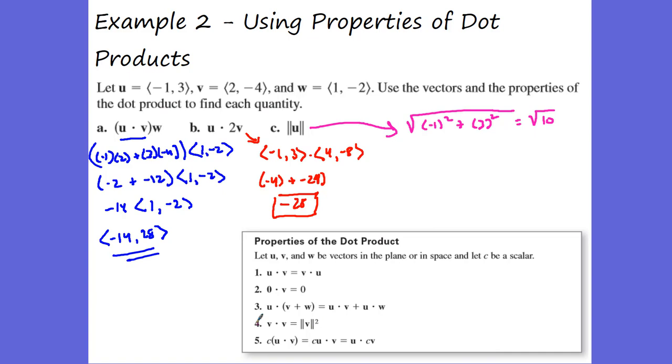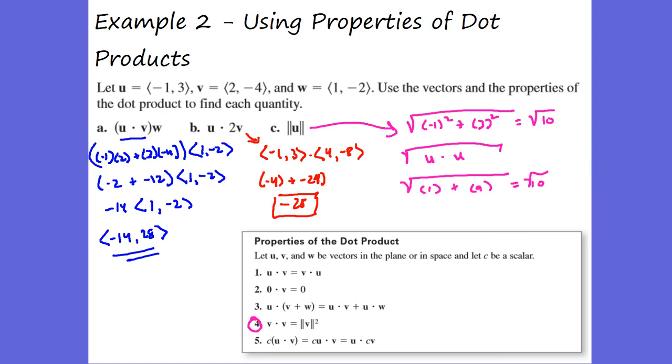There's another way though. If we're trying to find the magnitude of u, it's the square root of u dot u. Everything they have in common with one another. So how do we find u dot u? It's the square root of -1 times -1, that's 1, plus 3 times 3, that's 9, and we still get the square root of 10. You can see how that property is the same as your magnitude.